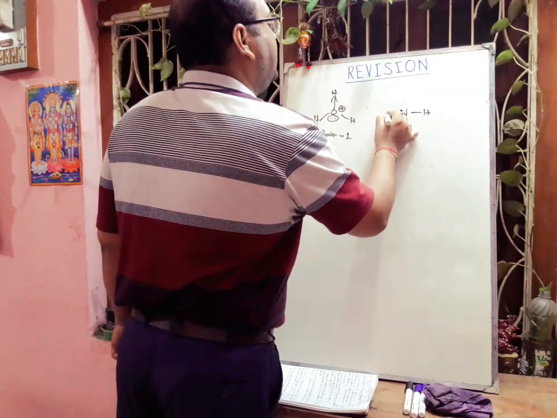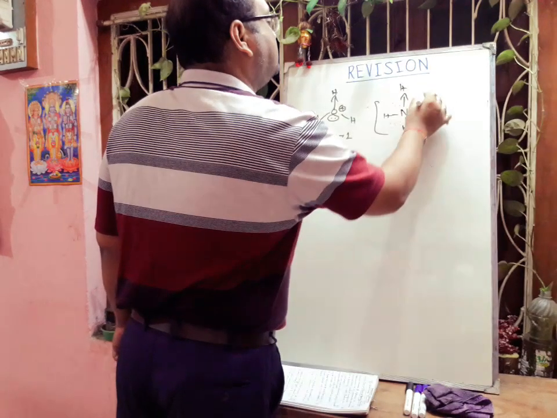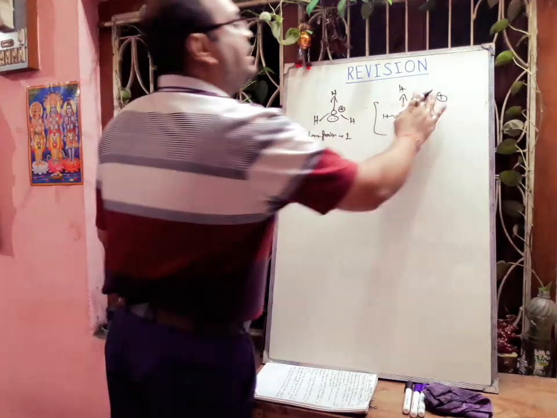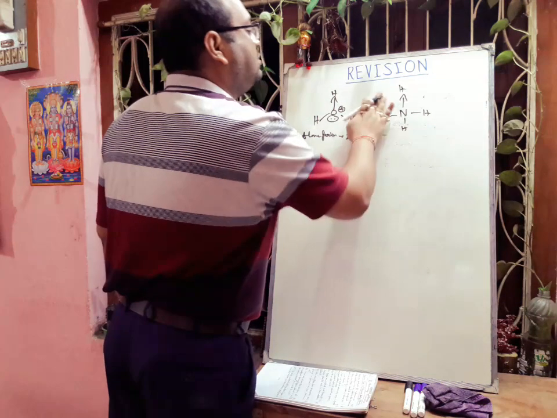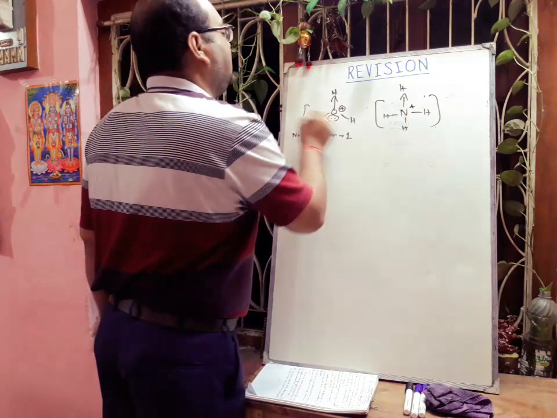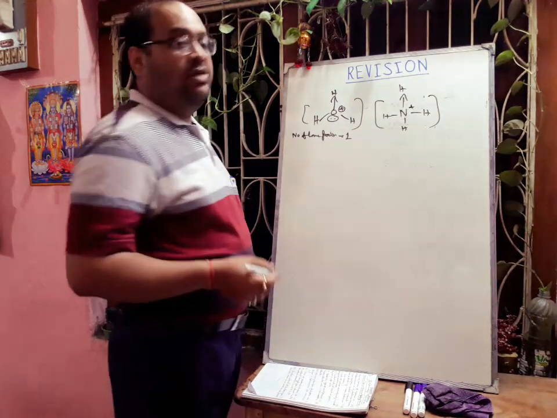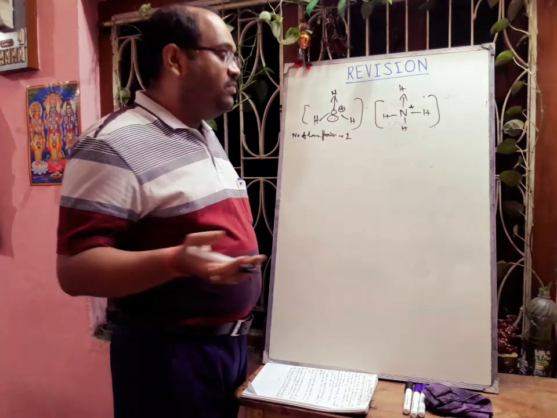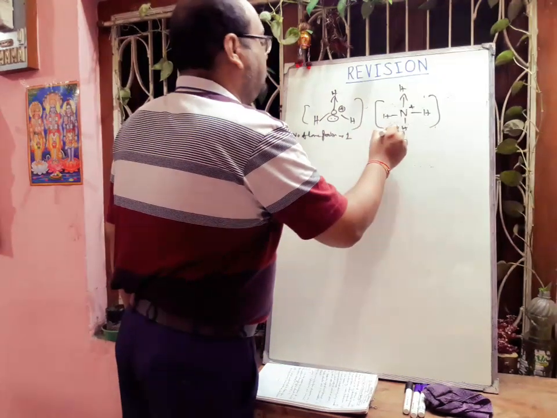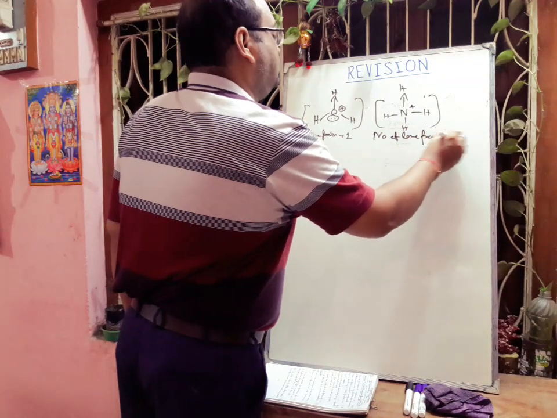And the next question was the ammonium ion. The ammonium ion structure will be like this. You can write the bracket or you can just write the plus here, and generally ions are written in brackets. Now in ammonia there was only one lone pair, but it is donated to H plus, so there is no lone pair. The number of lone pairs is equal to 0.